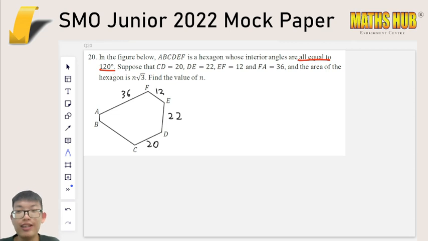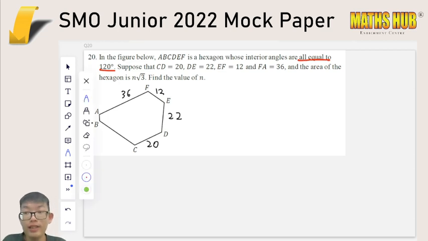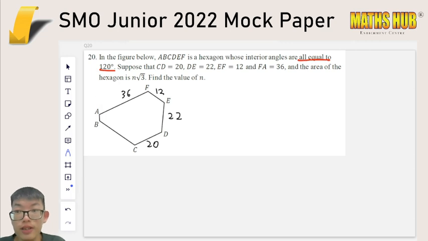It's kind of like a rectangle, right? In a rectangle, all the angles are equal to 90. That does not mean that it's a square. But we can find the area of a rectangle similar to how we find the area of a square. So we'll try to find the area of this hexagon in as nice a way as possible, because the 120 degrees give you a very nice property.